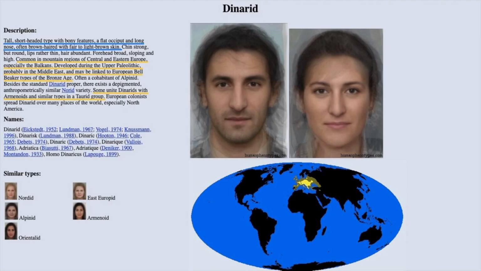And so here is a Dinarid, tall, a short-headed type with bony features, a flat occiput, and long nose, often brown-haired with fair to light brown skin, common in mountainous regions of Central and Eastern Europe, especially the Balkans, developed during the Upper Paleolithic, probably in the Middle East, and may be linked to the European Bell Beaker types of the Bronze Age. Some unite Dinarids with the Armenoids and similar types in the Ternariid group, which we just talked about.